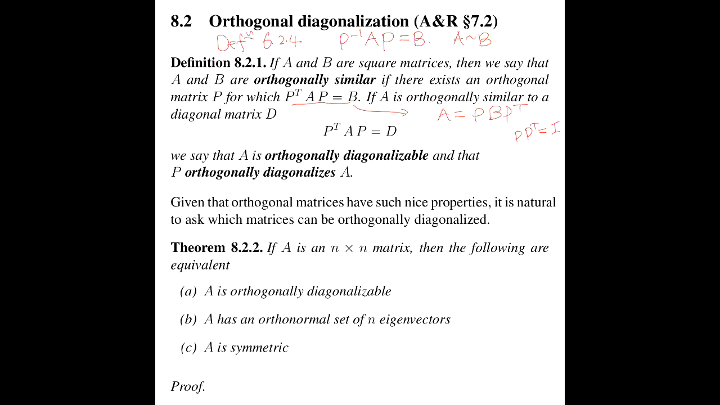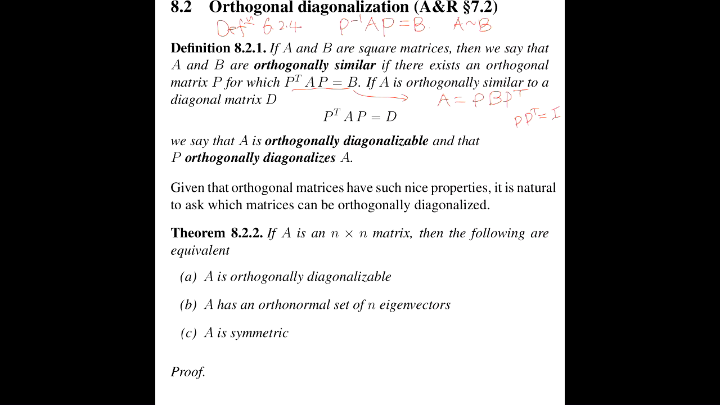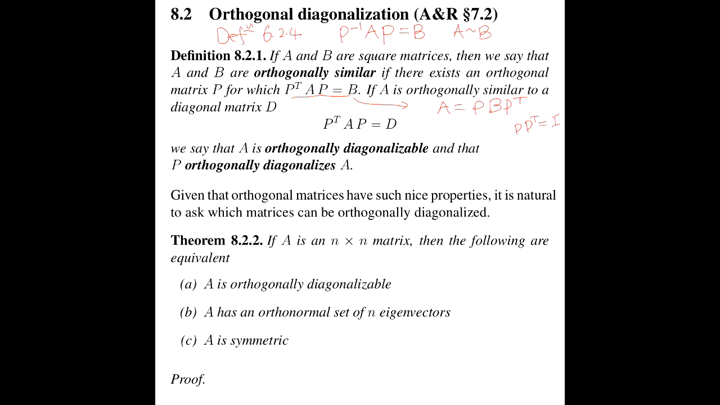Okay, and if A is orthogonally similar to a diagonal matrix D, if B is diagonal, this matrix D is diagonal, then we say that A is orthogonally diagonalizable, and that this orthogonal matrix P orthogonally diagonalizes A. Okay, it's just the definition.